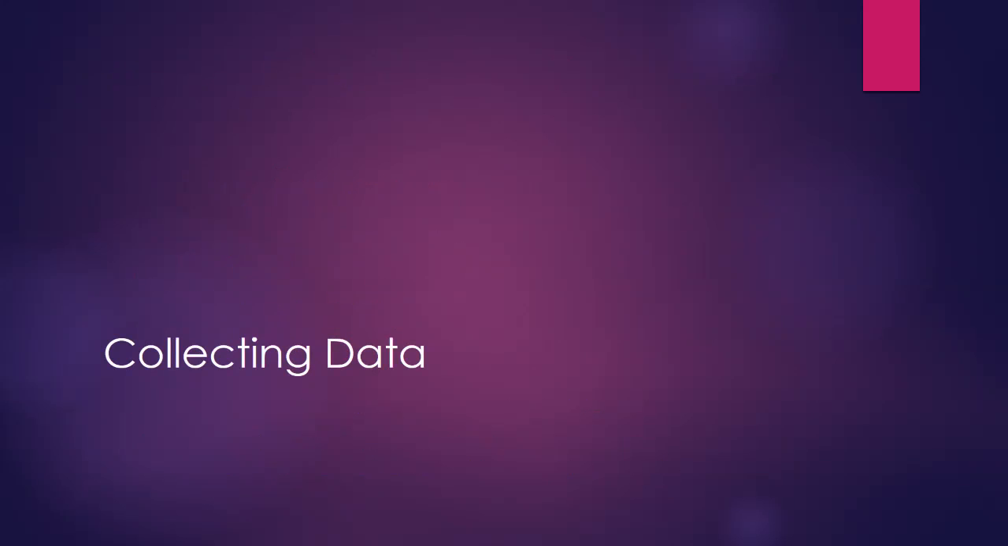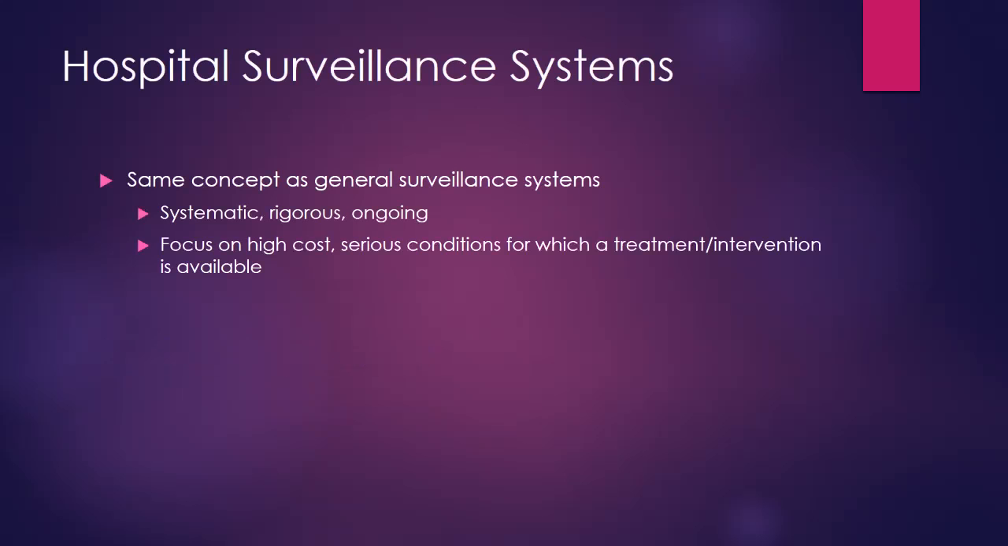So then when we're ready to start collecting data, there are a number of things that we want to think about. First is the system. Hospital surveillance systems are similar in some ways to more general surveillance systems that we've talked about already, although of course they have some unique features and things to think about. The concepts that are the same are that surveillance has the same definition in a hospital as it does in a broader setting. So we still want it to be systematic. We want rigorous, high quality, valid, reliable data to be collected, and we want it to be done on an ongoing basis.